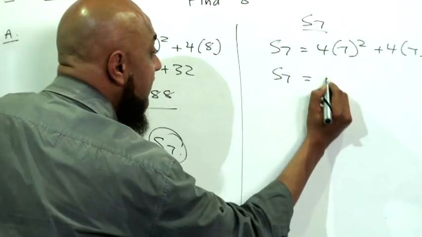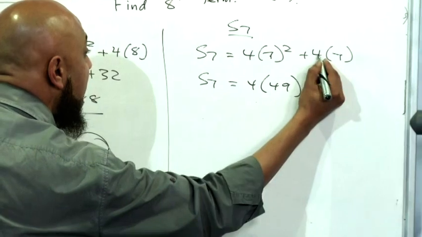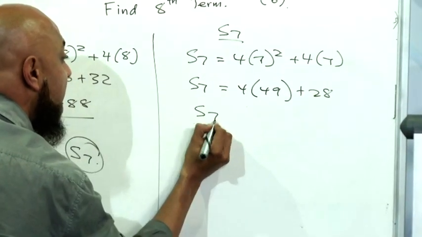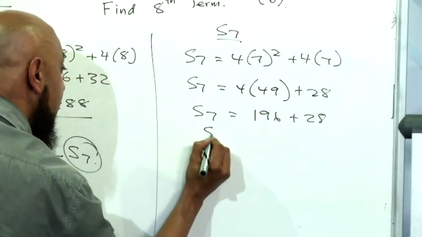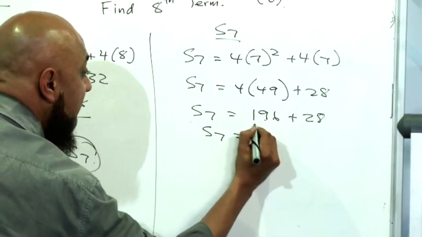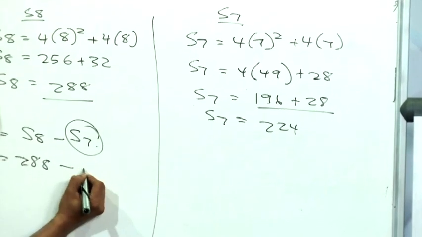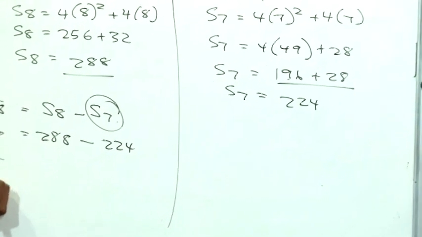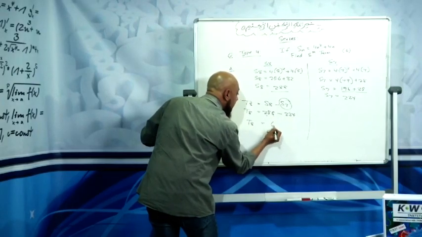So S7 is equal to 4 into 7 squared, which is 49, plus 28. S7 is equal to 49 times 4, which is 196, plus 28. S7 is equal to 196 plus 28, which is 224. Therefore, we now go 288 minus 224. T8 is equal to 288 minus 224, which is 64.